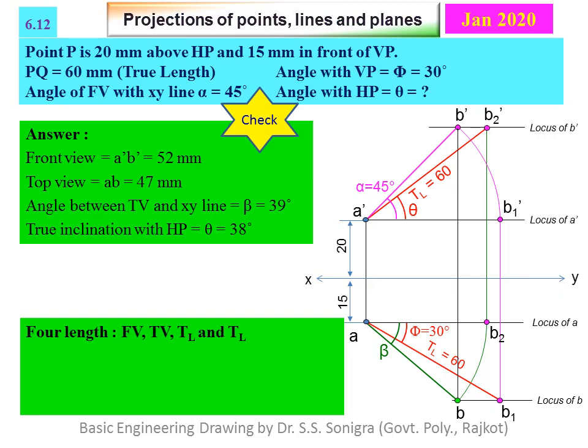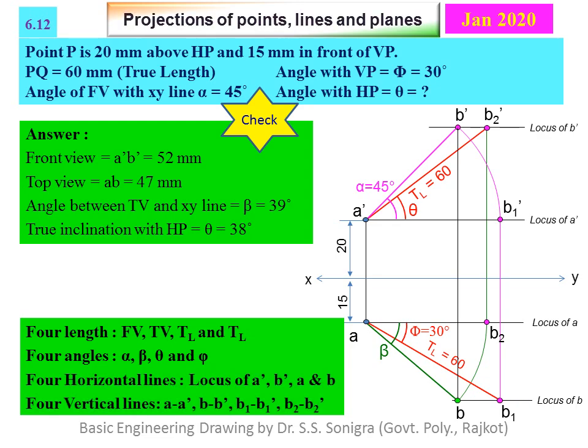Now check whether the problem is correct or not. So for that, 4 lengths we have to check: front view, top view, and 2 true lengths. Yes, they are. 4 angles, alpha, beta, theta, phi. Yes, they are. 4 horizontal lines and 4 vertical lines. All are clearly visible. So this problem is a complete solution of given data.